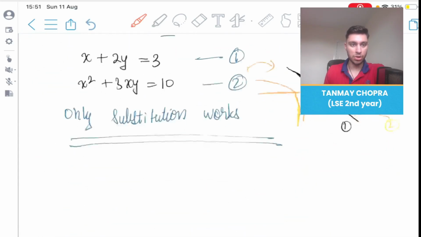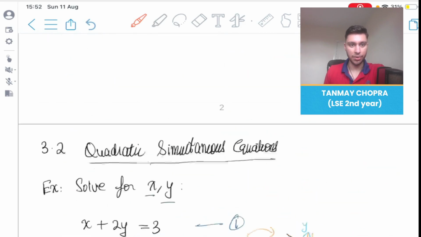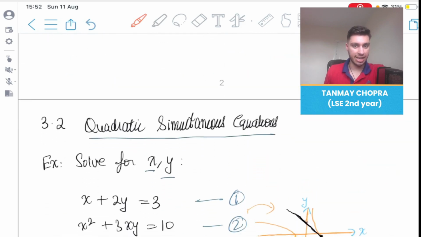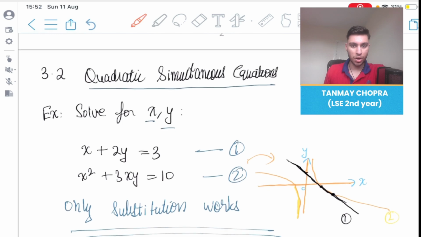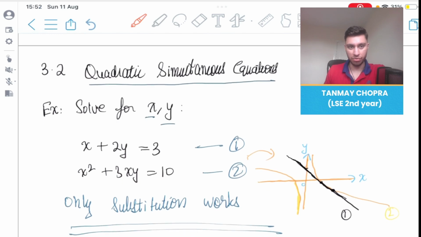Now, we'll move on to something slightly trickier, and that's quadratic simultaneous equations. What happens here is you get one equation which is linear. Linear means the highest power is 1. Like this, the first equation. And the second equation is a quadratic. Quadratic means the highest power is 2.